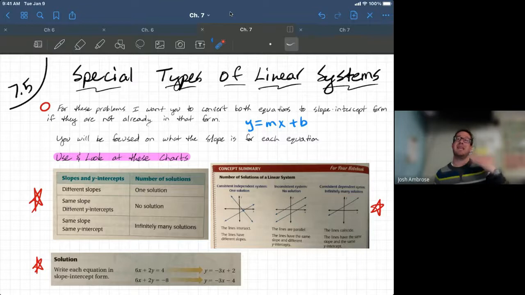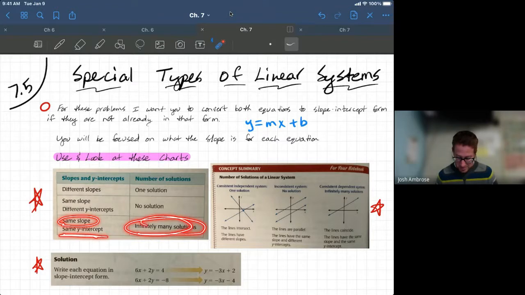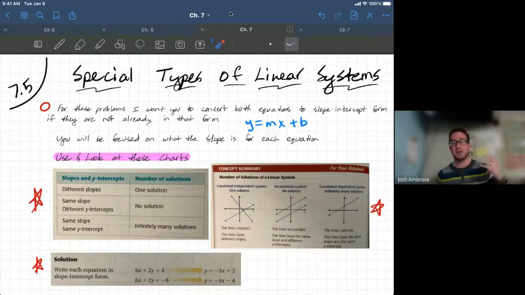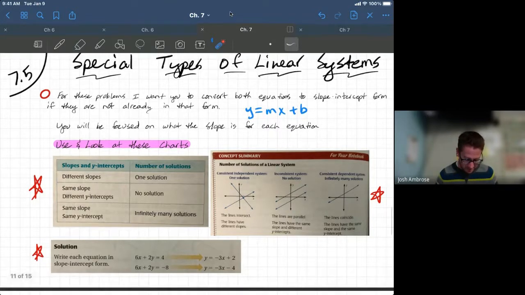The next possibility is that you have the same slope and the same y-intercept. That means you're looking at infinite solutions because it's the same line. Remember, m is the slope and b is the y-intercept. This is a little bit of review. Then let's take a look at an example.